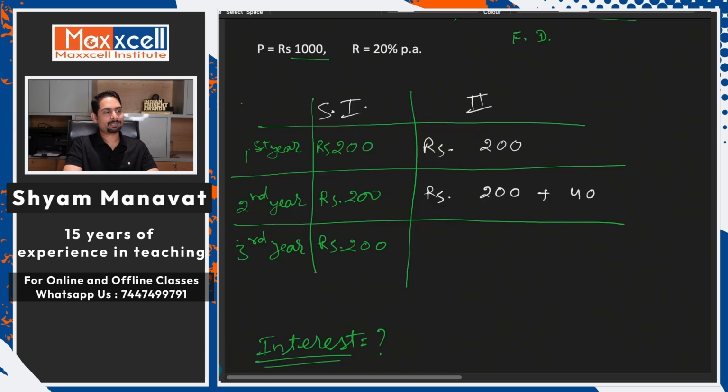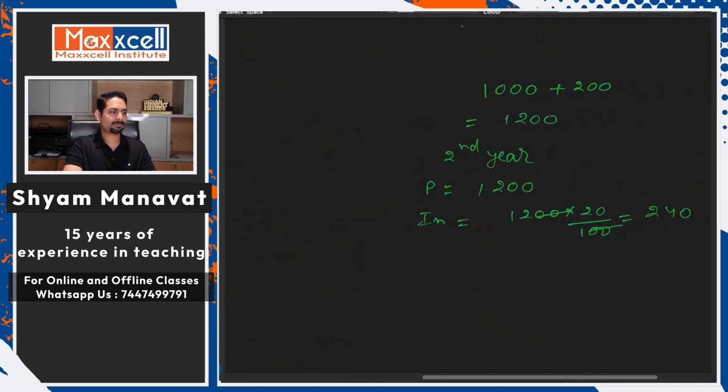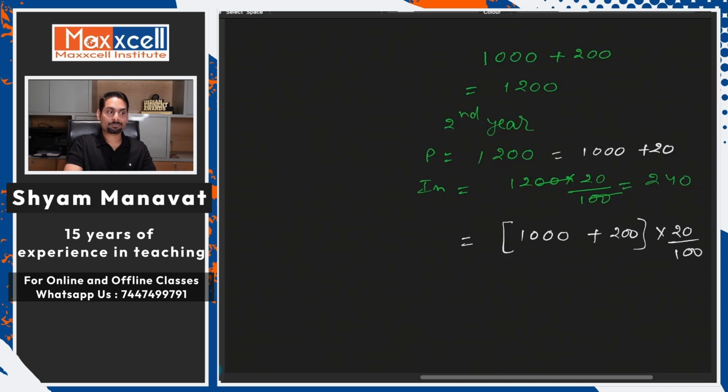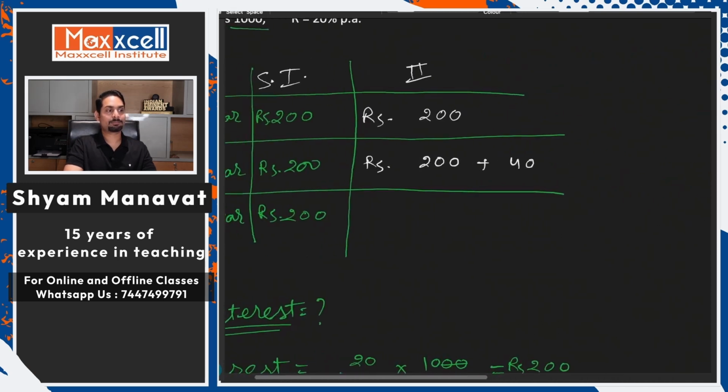So 200 plus 40. I will write this 240 as 200 plus 40. I can also write this principal as 1000 plus 200, right? So you apply 20% on 1000 plus 20% on 200. If you apply this way instead of 1200, just for calculation sake, if I write 1000 plus 200 and calculate 20% on this, it will be the same thing, right? So I can say 20% on 1000 plus 20% of 200. 20% of 200, 2 fours are 8, you will get 40. So you are getting 200 plus 40.